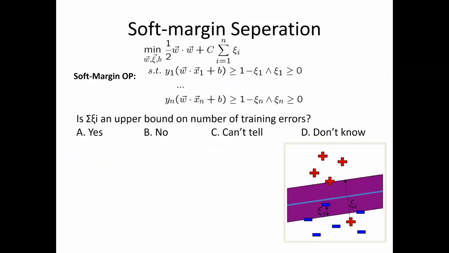A second question for you is the sum of xi's an upper bound on the number of training errors? The answer is A, because training error means that the point is on the wrong side of the hyperplane, which means the given xi is greater than or equal to 1. So for every training error, you'll have a xi that's greater than or equal to 1. So if you sum up the xi's, then the number will be bigger than the number of training errors.